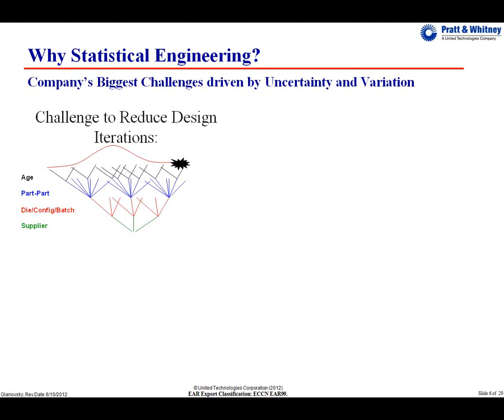If we could find some way to catch those problems very early on so that we didn't have to go back to the drawing board and redo a design, we stood to save a lot of time and a lot of money and really increase our reputation out there in the industry.